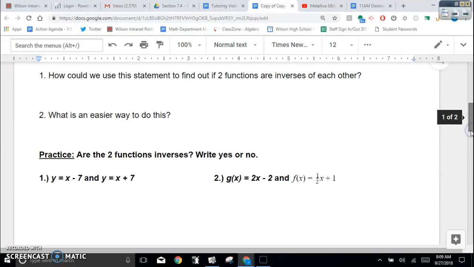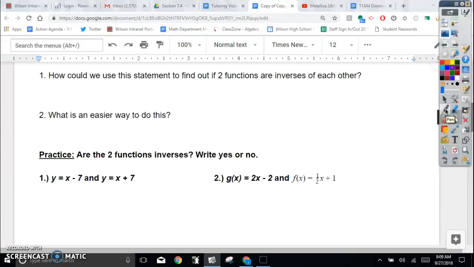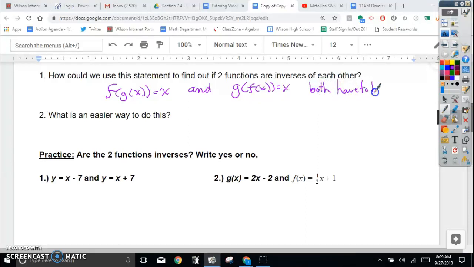We have two questions here. How can we use the two statements? How could we use this statement to find out if two functions are inverses of each other? Literally just doing composition. So you're pretty much restating what that formula just said. That has to be true, and g of f of x also has to be equal to x. Both have to be true to be inverses.